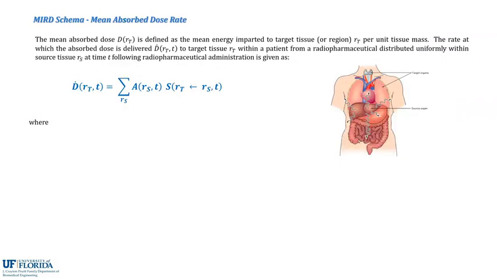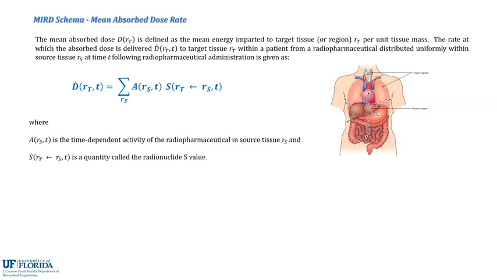If we start with the MIRD schema looking at the mean absorbed dose rate, we can define this as the mean energy imparted per unit mass to a target tissue, a tissue in the region or a region in the body for which we wish dose estimates. The rate at which that absorbed dose is delivered within a patient from a pharmaceutical distributed uniformly within source tissues at a time t is given by this expression. The source tissue is where the radiopharmaceutical localizes. The target region or tissue is the one for which we wish to assess the dose.